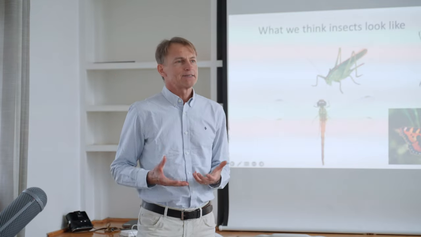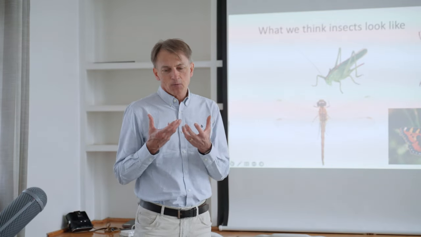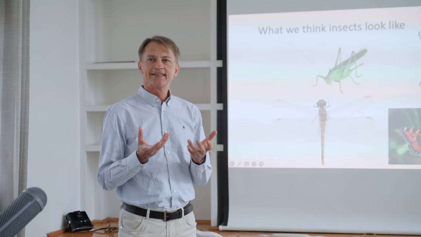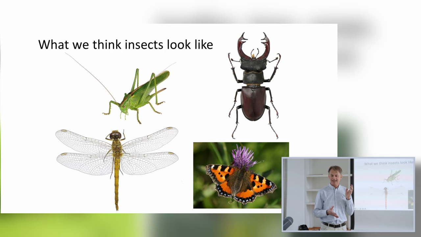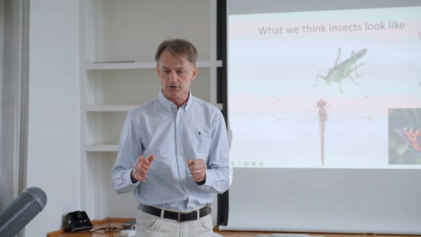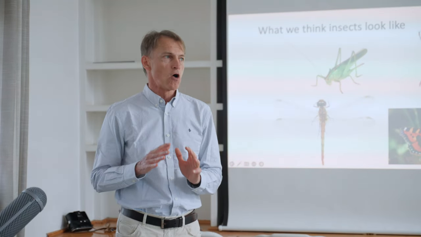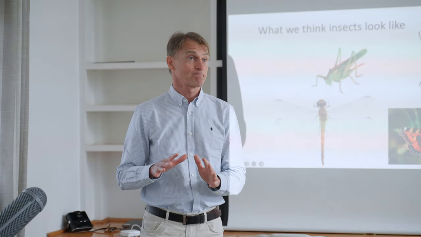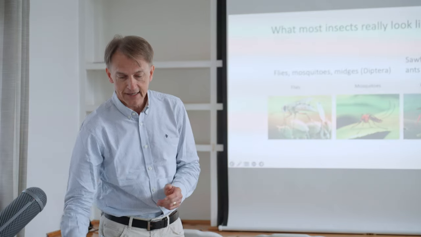Well, it's because what we think insects look like is this: the big things like big beetles, butterflies, things that we see and discover very easily. Even biologists and even a lot of entomologists focus on these groups. So a lot of the knowledge is about these groups. But actually, most insects don't look like this. Most insects look like this.